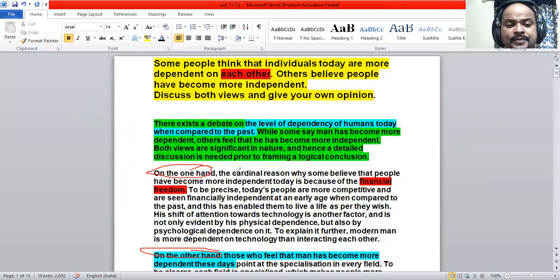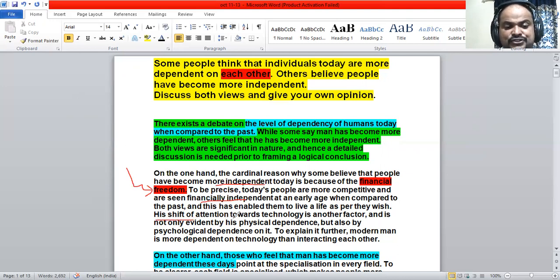On the one hand, the cardinal reason why some people believe that people have become more independent. So we are dealing with independency. People have become more independent today because of the financial freedom. To be precise, today's people are more competitive and are financially independent at an early age when compared to the past. So we have seen people becoming financially independent, and this enabled them to live a life as per their wish.